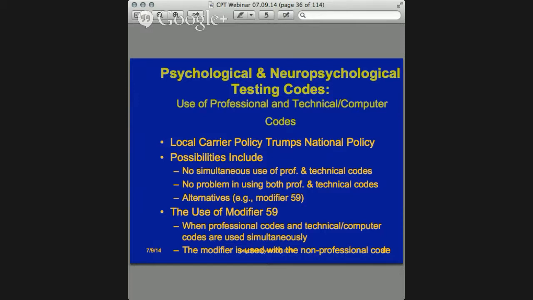However, you have several possibilities, and the possibilities include no simultaneous use of a professional and technical code, and the other alternative is that there is no need to worry about it and you can use them both. You could use a modifier of 59, and the question becomes whether you should be using it with the technical code or the non-professional code, that is the technical code. And it appears the modifier is best used for 59, but as straightforward as it seems, this is not so simple. We've been digging over the last 10 years, and we have some additional answers for you.